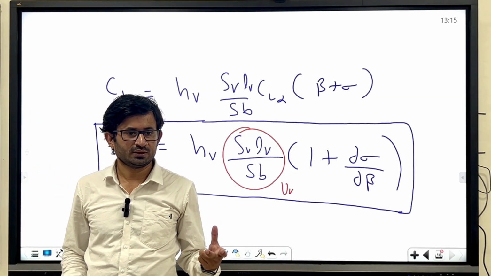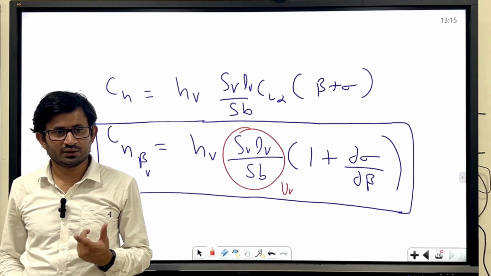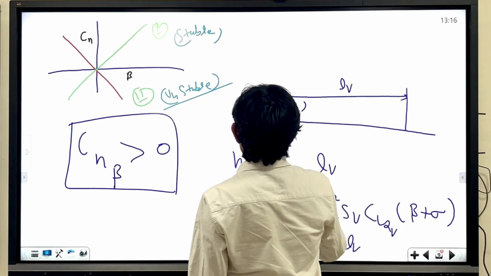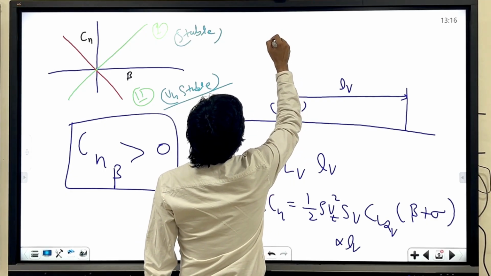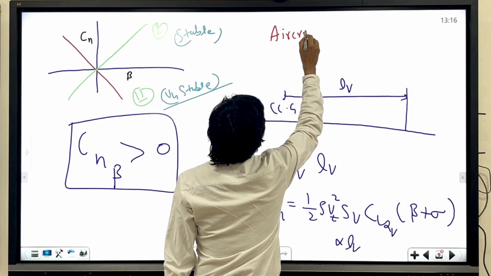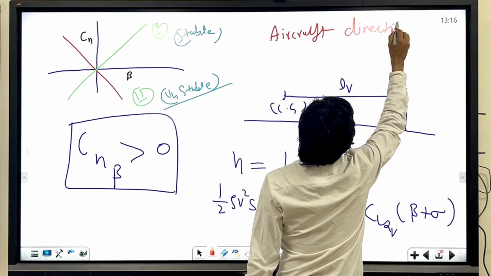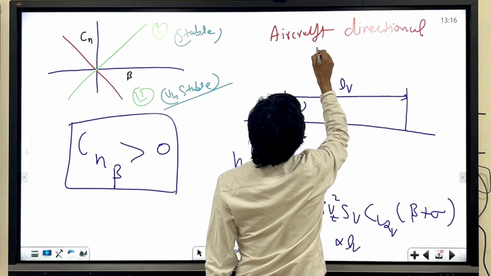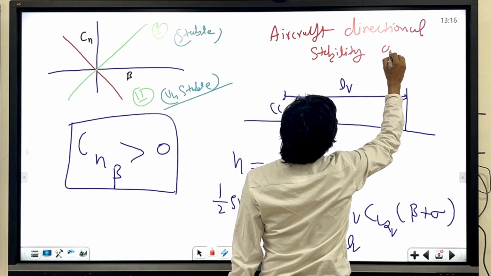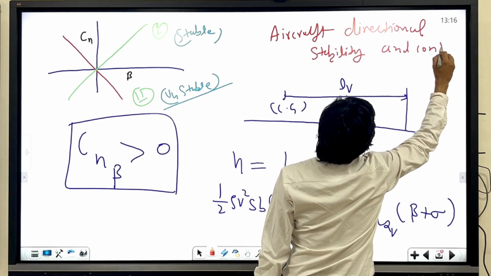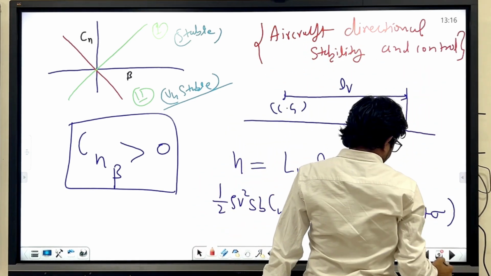So this is about the stability. Now we'll talk about directional control. We'll give the lecture name here: aircraft directional stability and control. So the stability part is over.